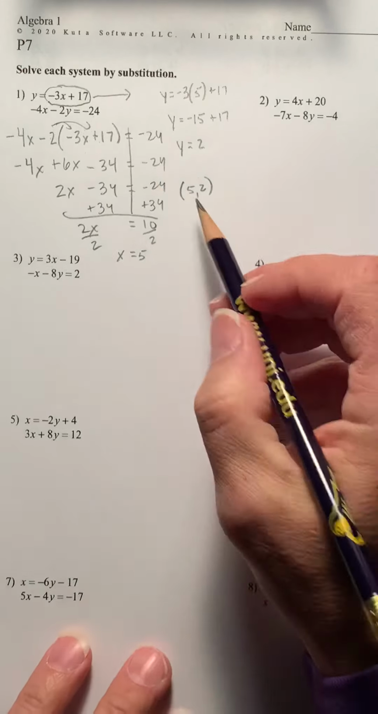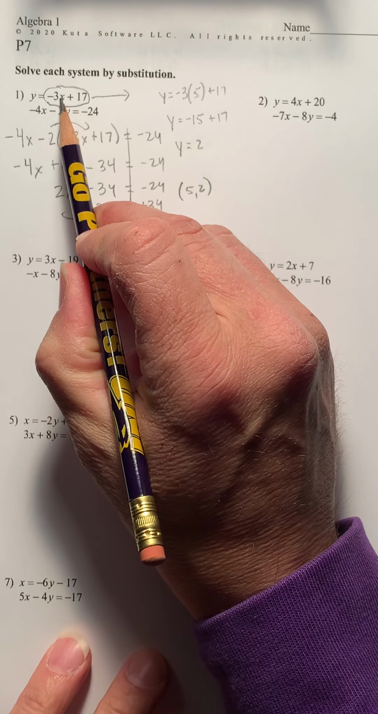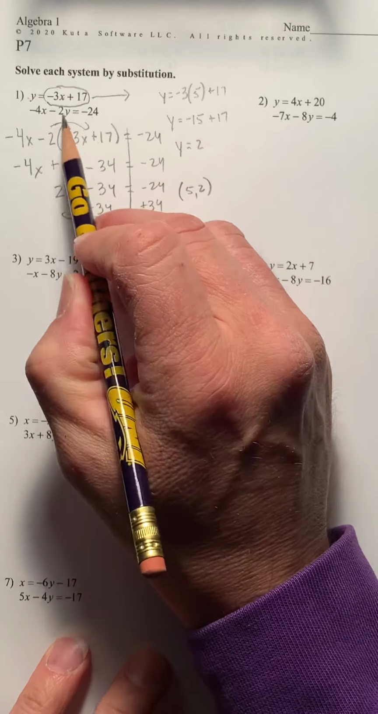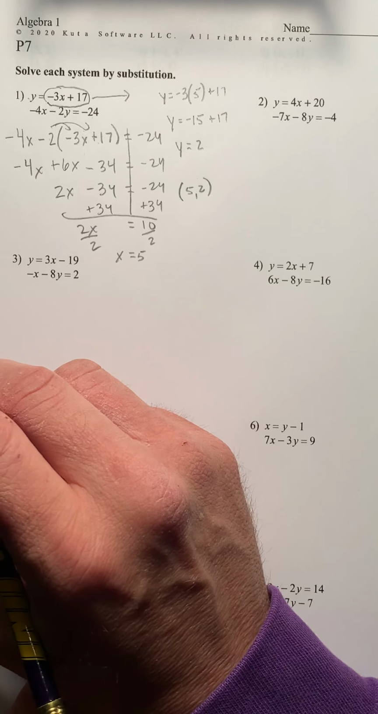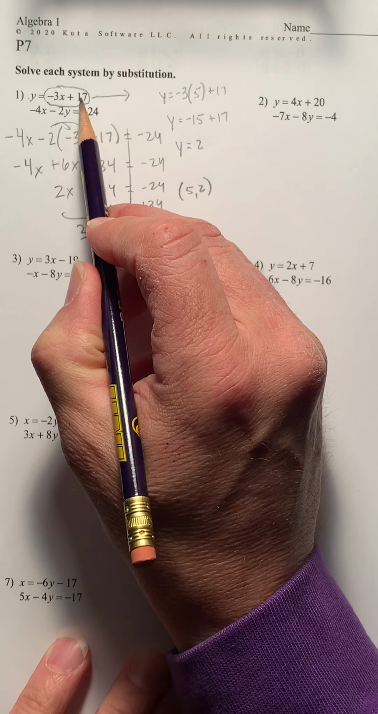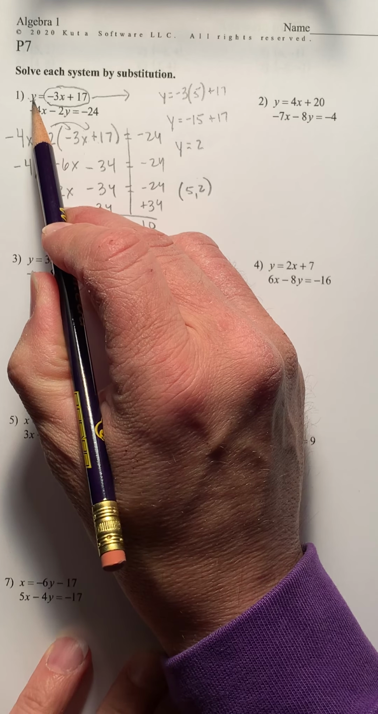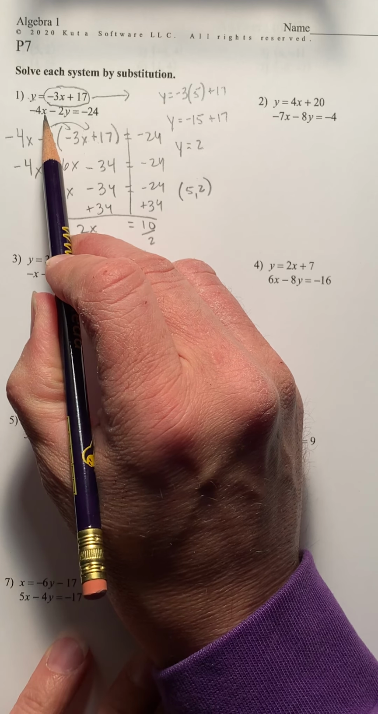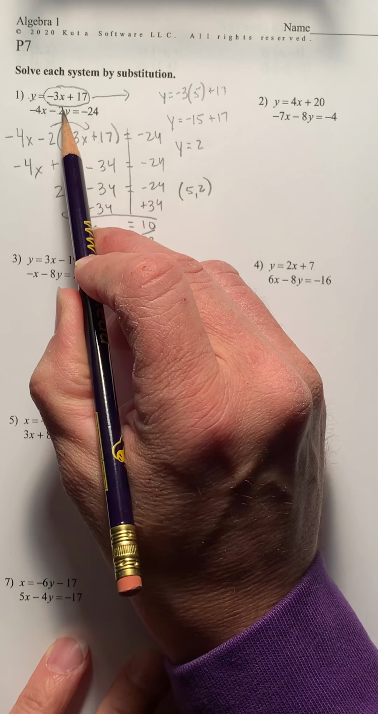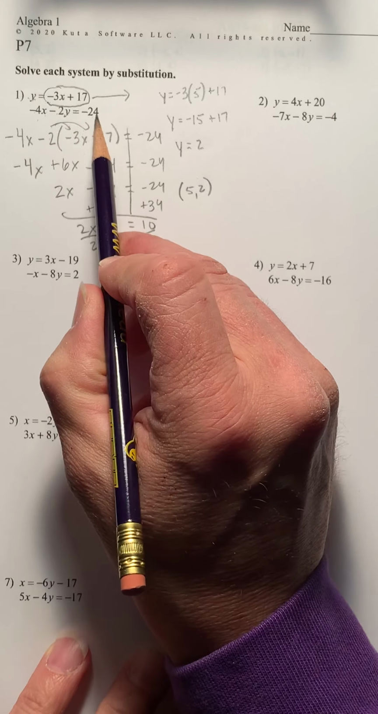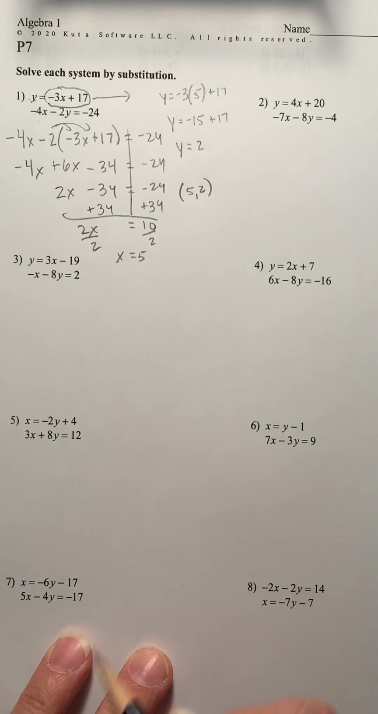And what that means is we should be able to take the number 5, plug it into both equations, take the number 2, plug it into both equations, and both equations should work out. All right? Negative 3 times 5 is negative 15 plus 17 is equal to the 2 that the y is. Negative 4 times the 5 is negative 20. Negative 2 times the 2 is negative 4. Negative 20 minus the negative 4 is negative 24. Just a way you could do it.